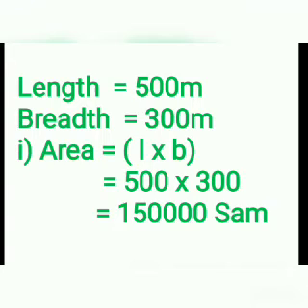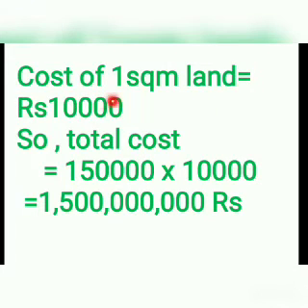So how will you find it? The cost of 1 square meter land is rupees 10,000. So the total cost is the total area into the cost of 1 meter square. We found the area now. See, this is such a large number. When we name it according to the Indian system, it's out of that. So we'll go for the international system.